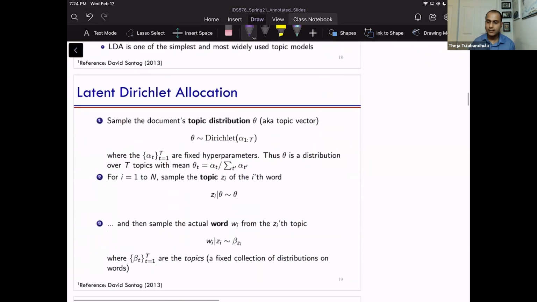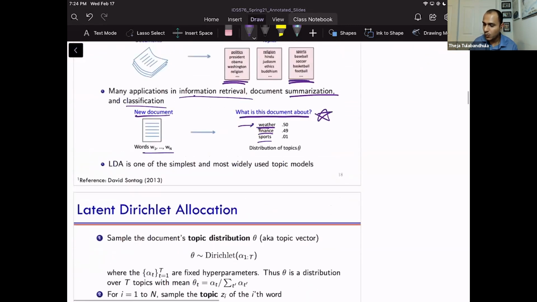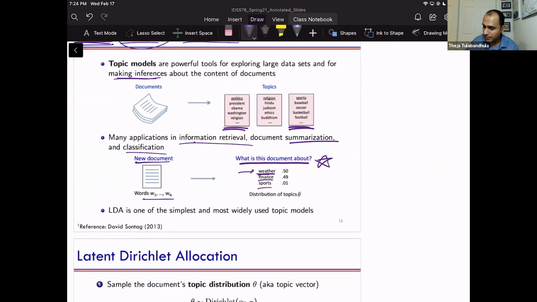So let's see what the model is. I just mentioned what the things are. There are going to be documents, which are a bunch of articles, and there's going to be the notion of topics. Topics are just related words. And how we get to the relation between documents and topics is in the next slide.